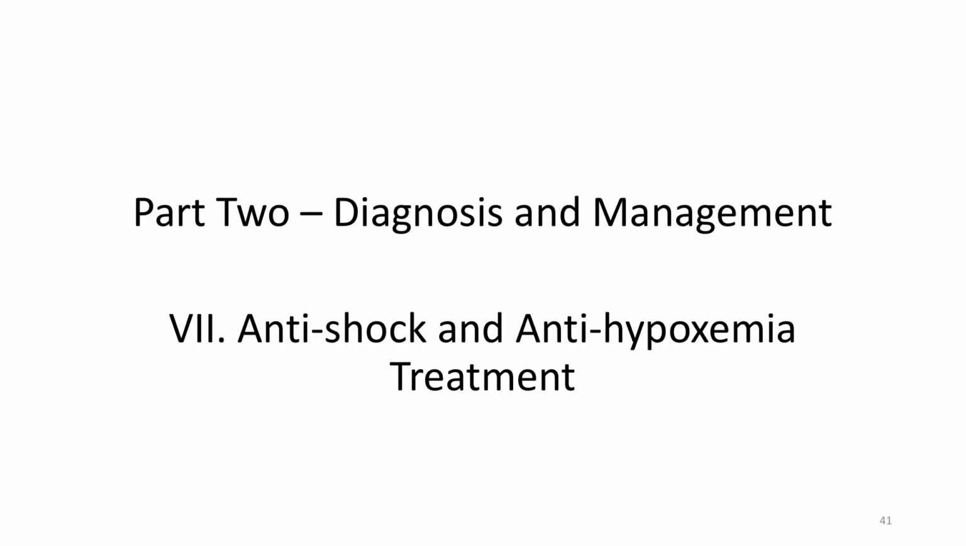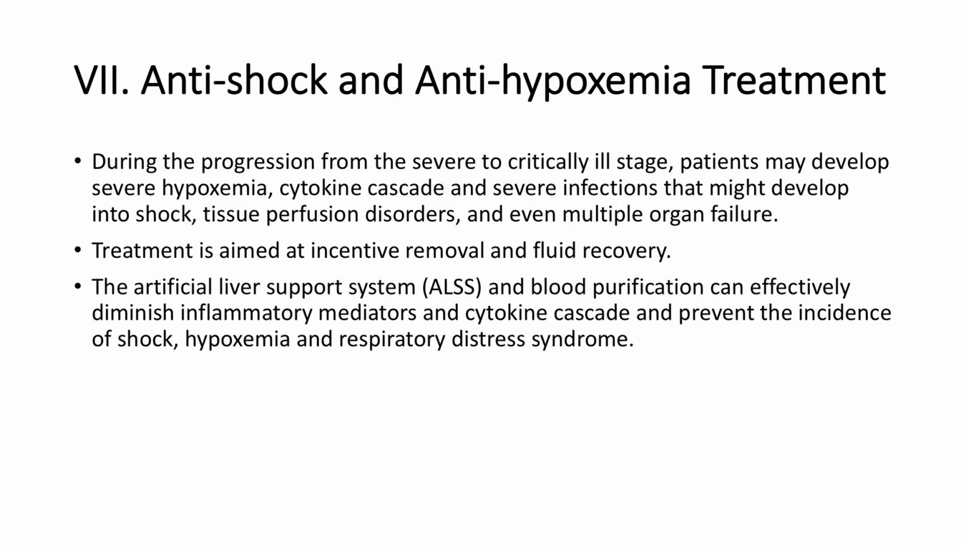Now come on to Section 7, Anti-shock and Anti-hypoxemic treatment. During the progression from severe to critically ill stage, patients may develop severe hypoxemia, cytokine cascade, and severe infections that might develop into shock, tissue perfusion disorders, and even multiple organ failure. Treatment is aimed at incentive removal and fluid recovery.